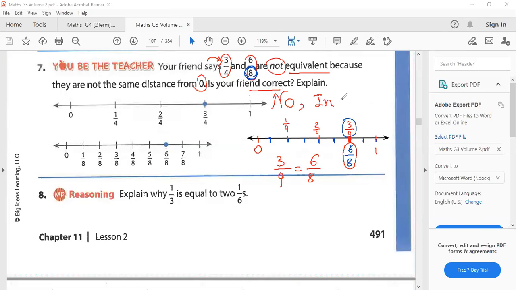He is incorrect. 3 multiplied by 2 equals 6. 4 multiplied by 2 equals 8. You multiply up and down by 2, so they are equivalent fractions. In any way you use, they will be equivalent. Okay, Farouk, thank you so much.